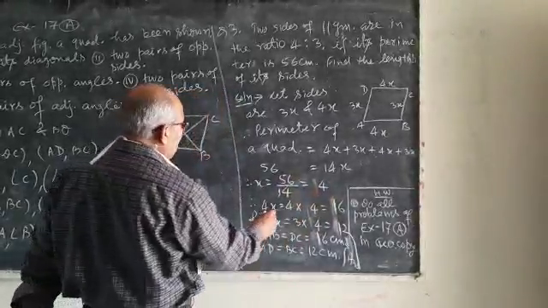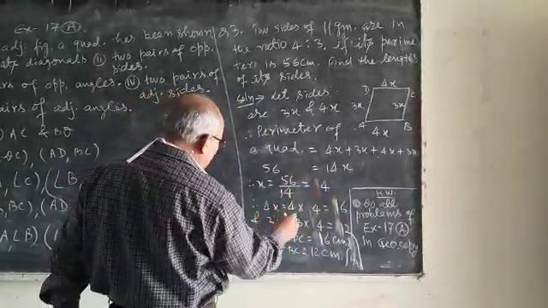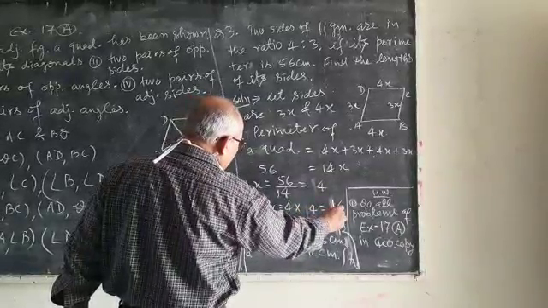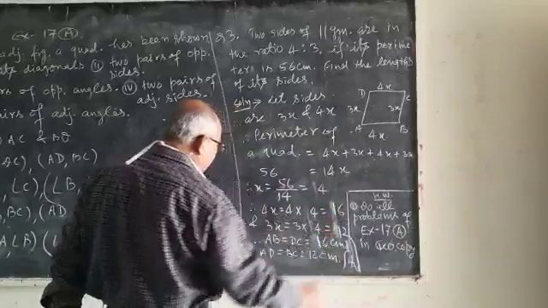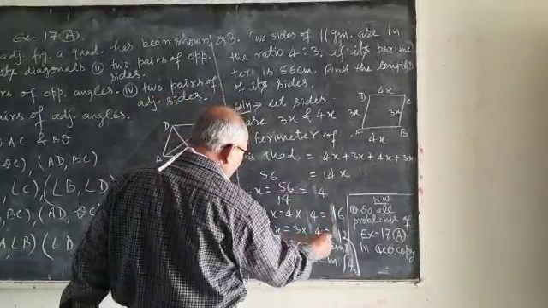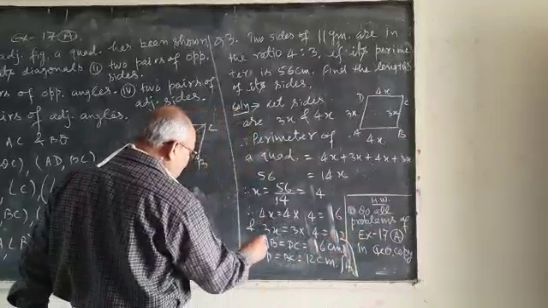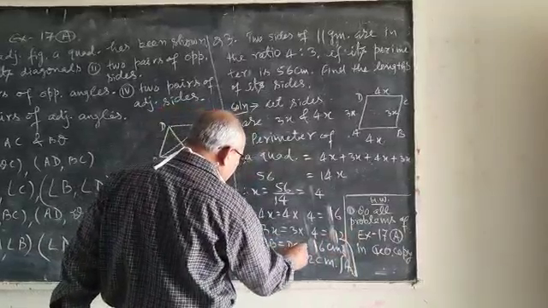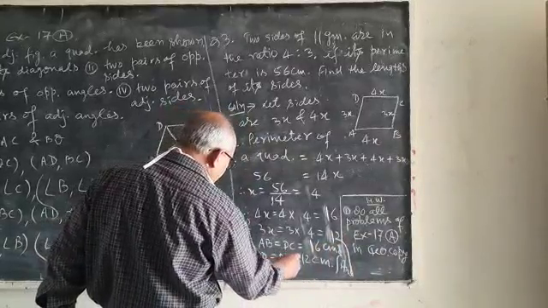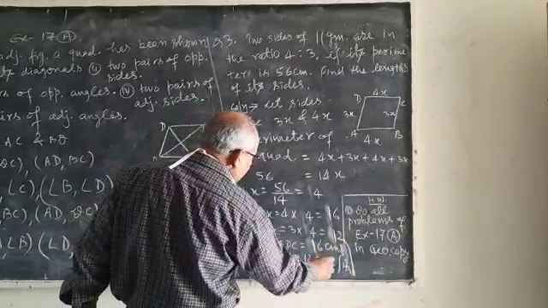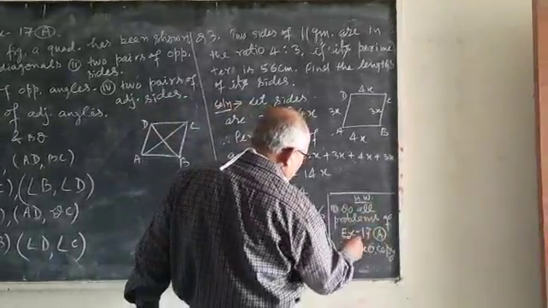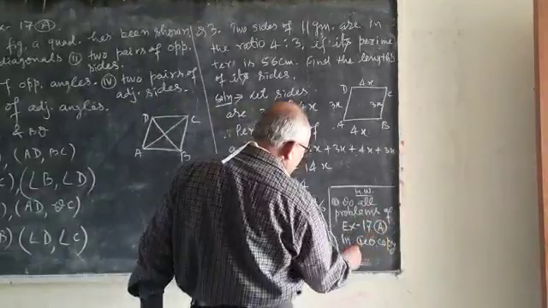Now, putting the value of x in 4x, therefore 4 into 4, which will be 16. Now 3x is equal to 3 into 4, which will be 12. Now AB is equal to DC is equal to 16 centimeter, and AD is equal to BC is equal to 12 centimeter. Now homework: do all problems of exercise 17A in geometry copy.